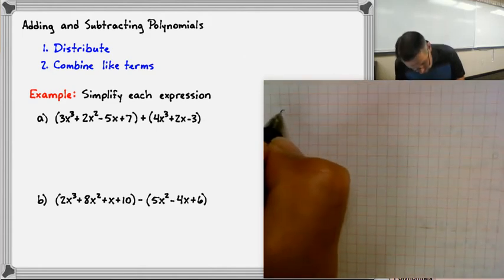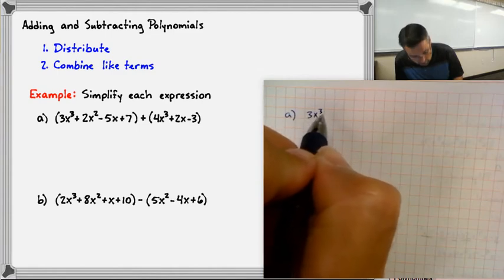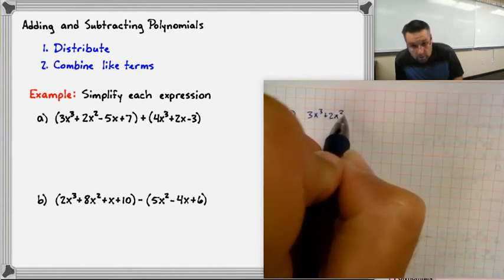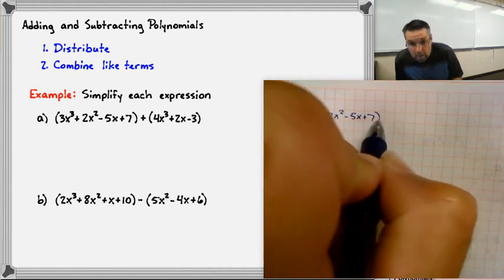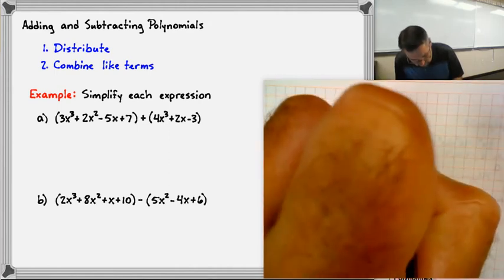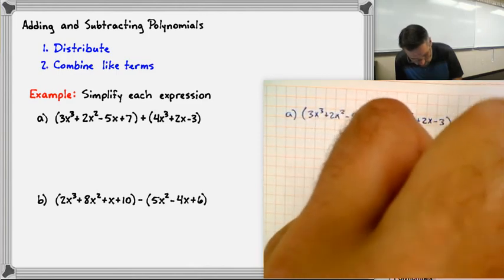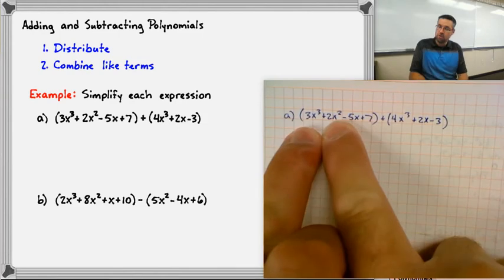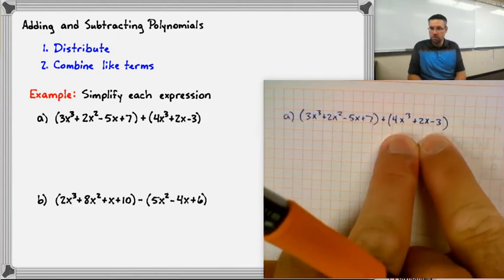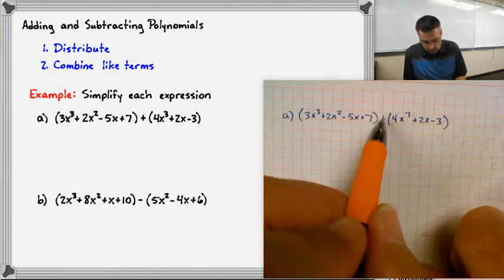So in A, we have (3x cubed plus 2x squared minus 5x plus 7) in parentheses, and then plus (4x cubed plus 2x minus 3). Okay, so that's our two polynomials. There's one polynomial, that's a third degree polynomial. So is that one, that's a third degree polynomial. We want to add these together. We are adding two polynomials.